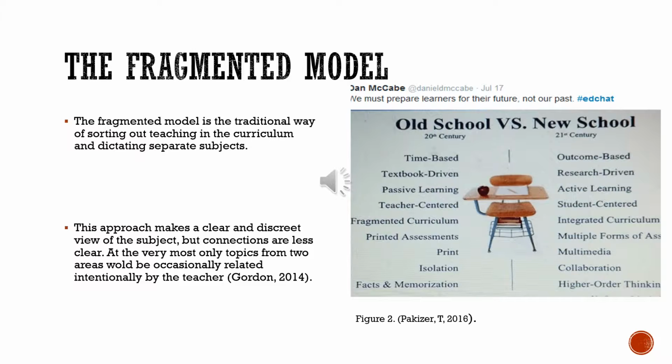The fragmented model is the traditional way of sorting out teaching of the curriculum, dictating separate subjects as separate identities. So we only focus on one subject and one learning experience at a time. Traditionally, the single subjects were maths, science, language arts, and each of these were in a pure entity. This is when you would hear the teacher say, put your maths books away and get your science journals out. This approach makes a clear and discrete view of the subject, but connections are less clear.